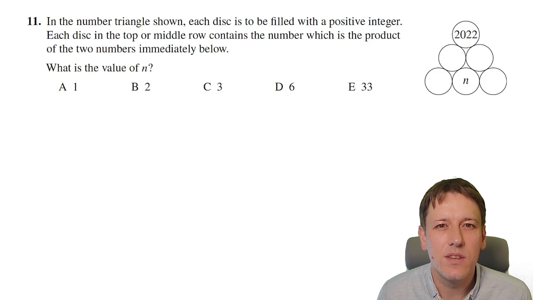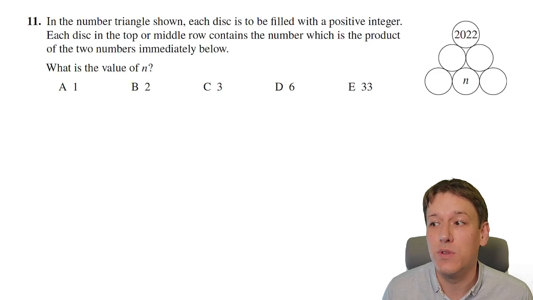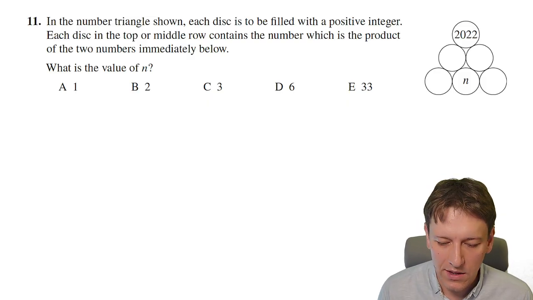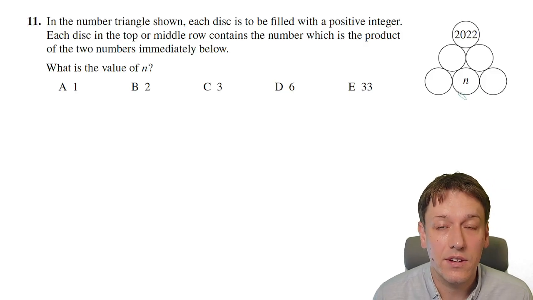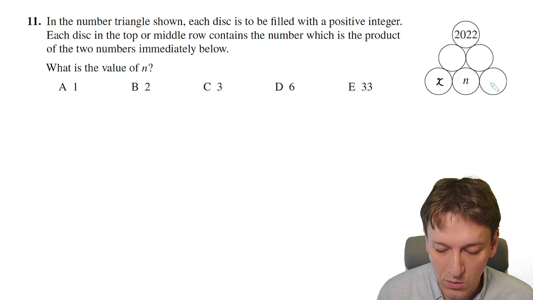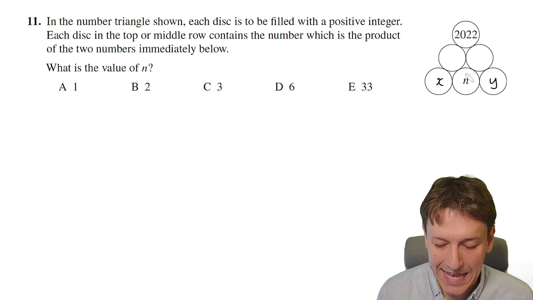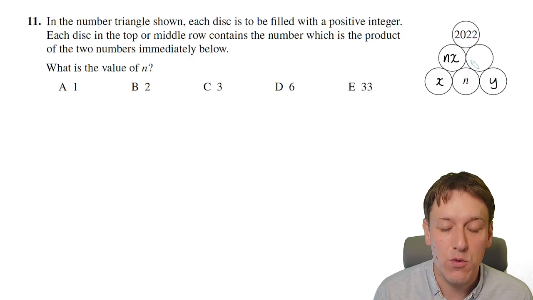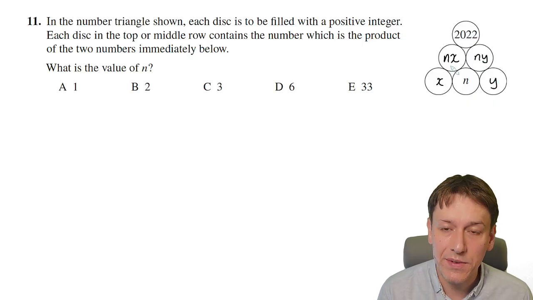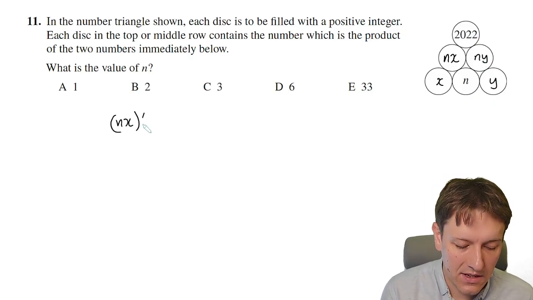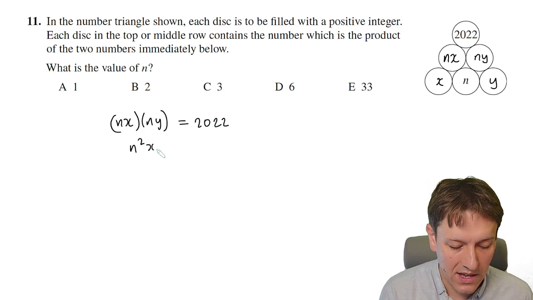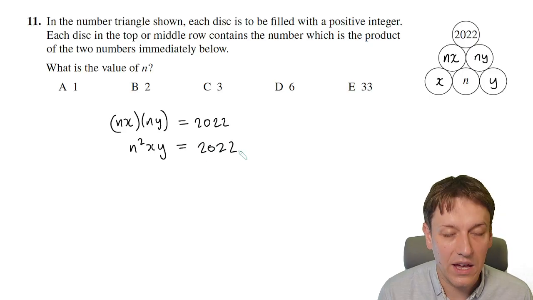In this question, we've got this number triangle, and it says each disk is to be filled with a positive integer. Each disk in the top or middle row contains the number which is the product of the two numbers immediately below it. So, for example, if I just labelled the other values on the bottom row here, let's call them x and y, then the one above the x and the n will be x times n, or n times x, let's write nx, and the one above the n and the y will be ny. And so what we've got is that n times x multiplied by n times y will give us 2022. I could write that as n squared xy is 2022.